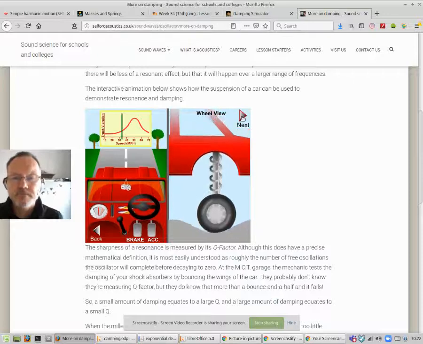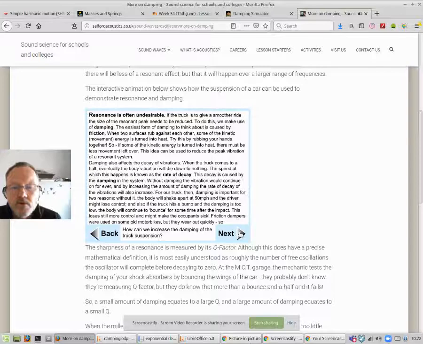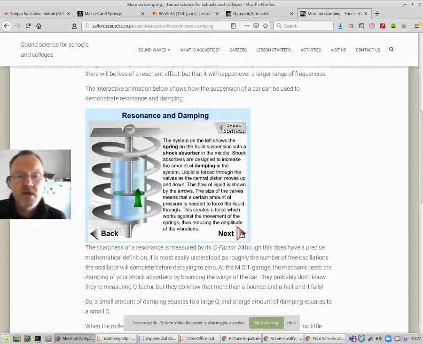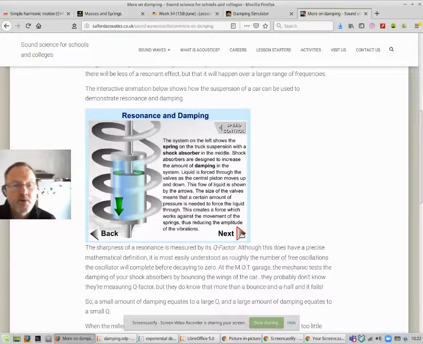So in order to avoid getting resonance, we can't avoid really traveling at 50 miles an hour. If we do want to avoid the resonance, what we would do is use some form of damping system. And here we've got an example of the means by which we can produce damping.